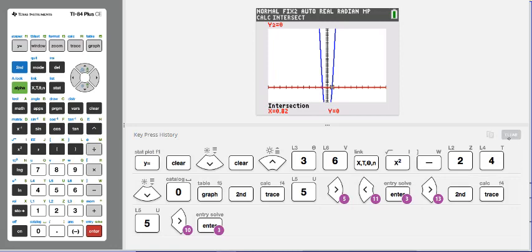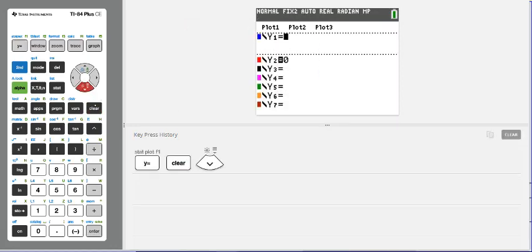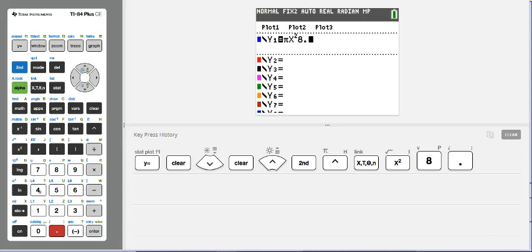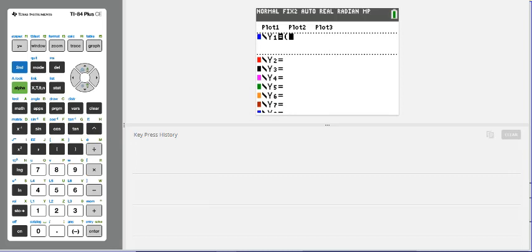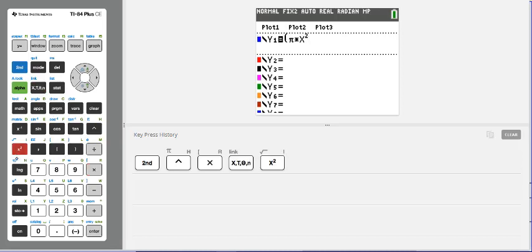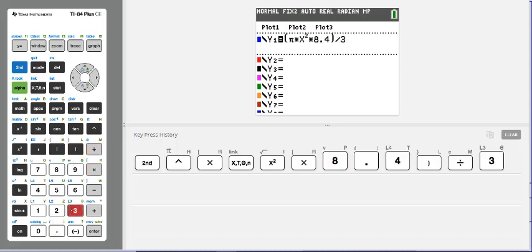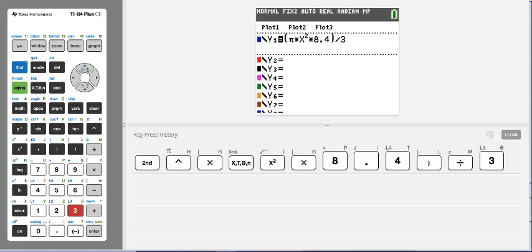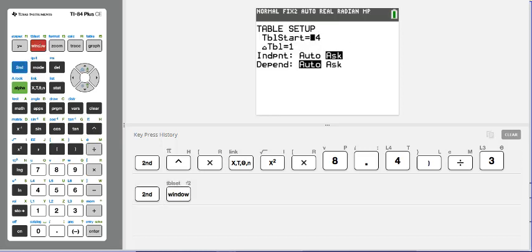So I'm going to go here, clear out some stuff. Clear. There's a pi button right over here. Second pi x squared 8.4. Well, I should have done that. Let me hit clear. Okay, let me hit parentheses, because I messed up. Parentheses, right? Pi times x squared times 8.4 close parentheses divided by 3. And I'm pretty sure that's what we had, right? Yep.